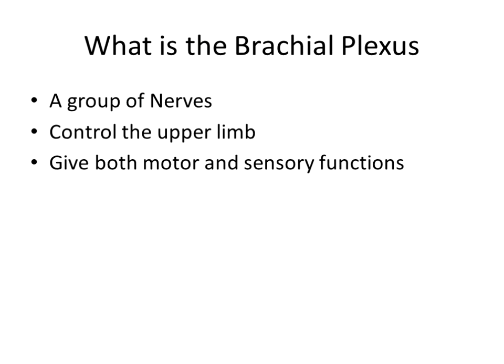Let's define the brachial plexus. It's a group or network of branching nerves that control the upper limb, meaning they provide both motor and sensory input to the numerous muscles of the upper limb, as well as the skin covering the upper limb.